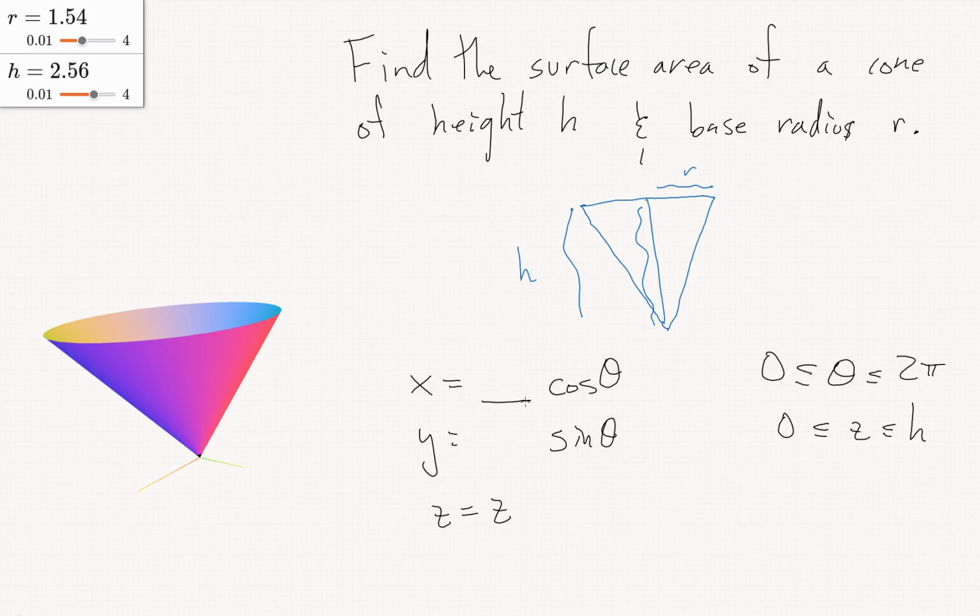Now we just need to figure out what is the radius that we put here. What is the radius here? Well, this height here is z. And so by similar triangles, the radius we should put in here is r over h times z. Okay, so this is our parameterization.